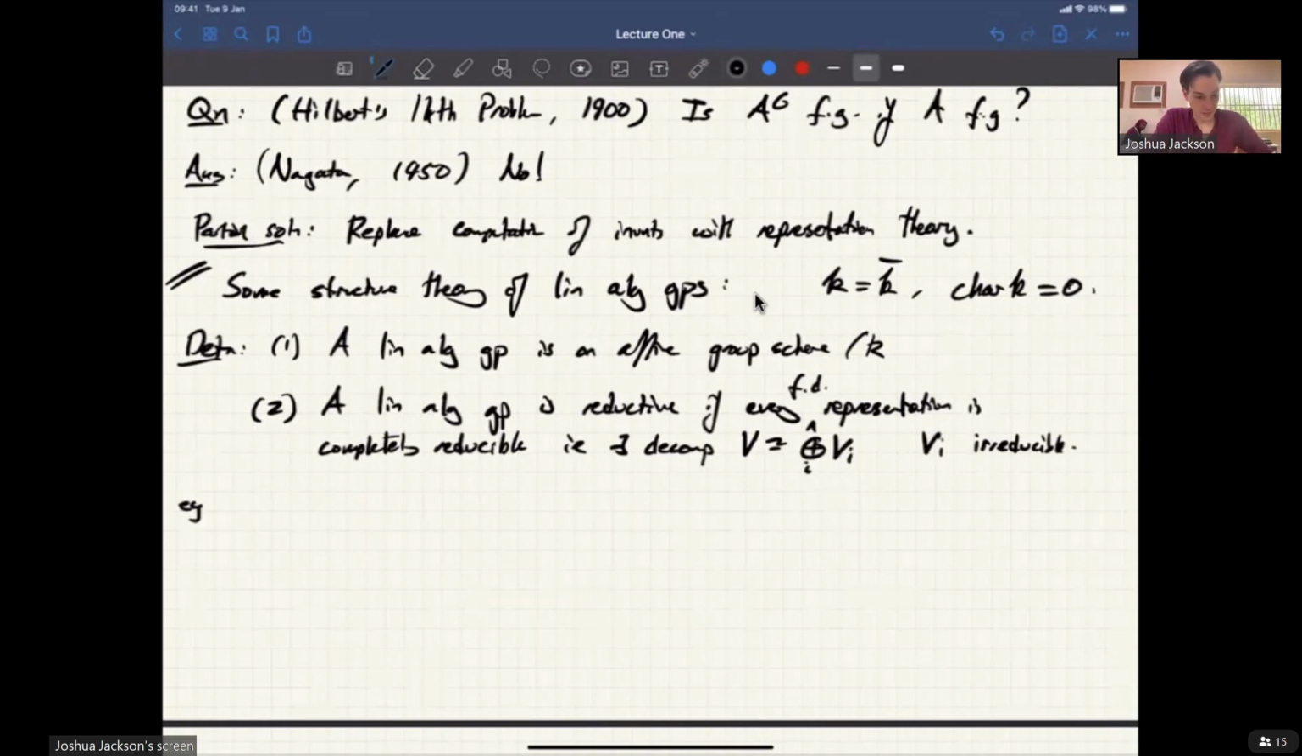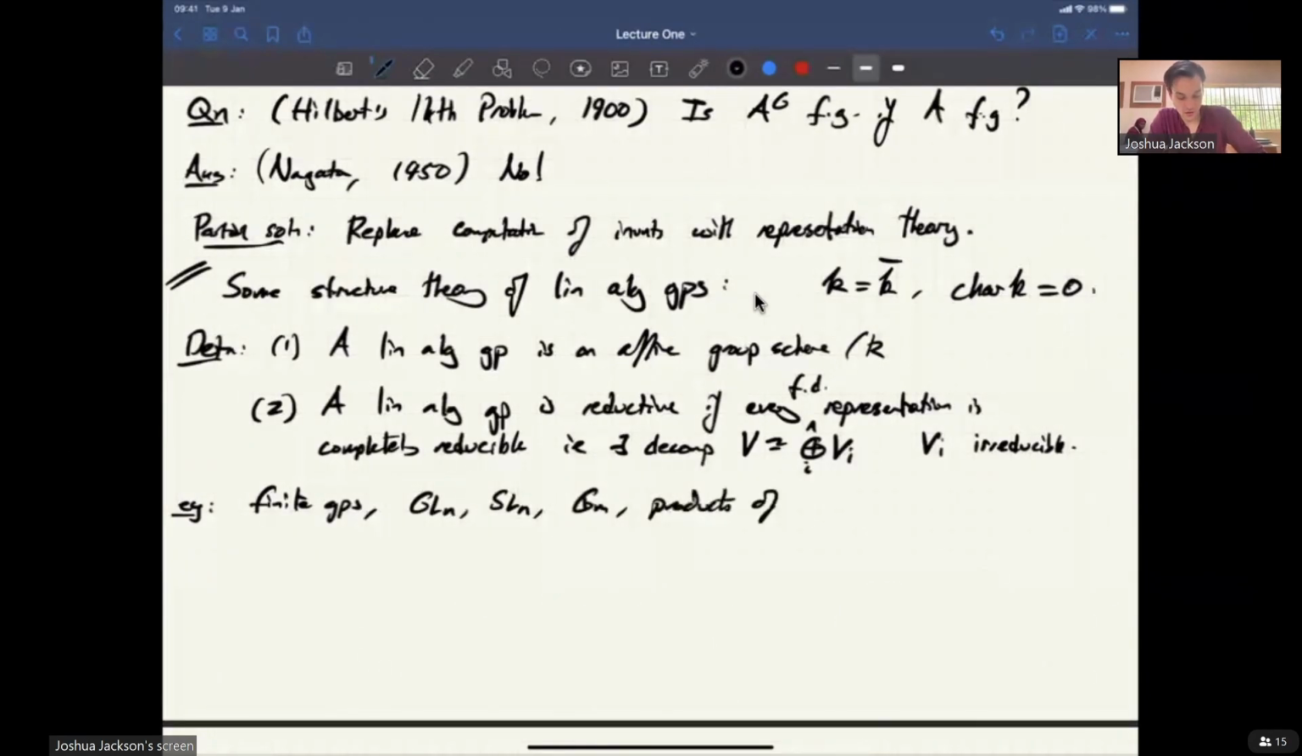So the first thing you're going to ask me is which groups are reductive. Well, finite groups, GL_n, SL_n, G_m, products of these. So lots and lots of groups are reductive. It's a very common property. Okay, and let me tell you the fundamental non-example, which you can probably already guess, is G_a.